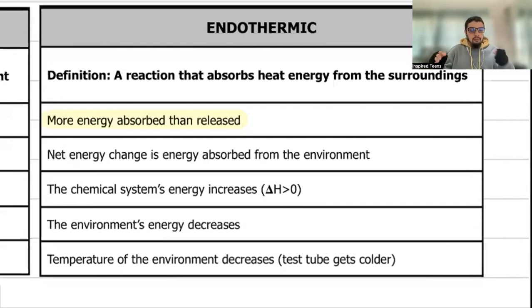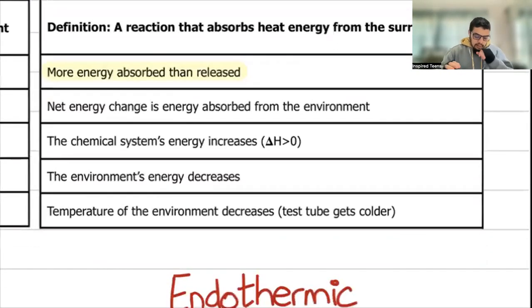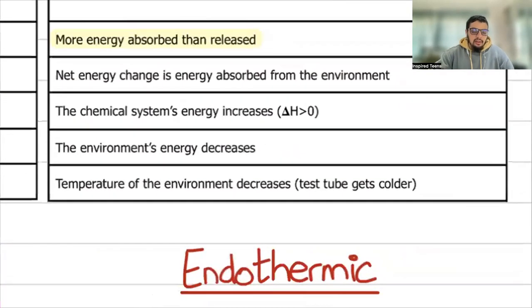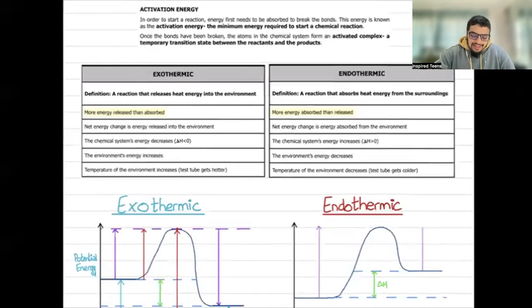So since we took heat from the environment, we took the energy from the environment as well. So the environment, the area around the reaction, the energy there would decrease. Then it says the temperature of the environment decreases as well, because that's what an endothermic reaction does. It absorbs the energy from the environment. Each point discusses a very similar thing, but the main point is highlighted.